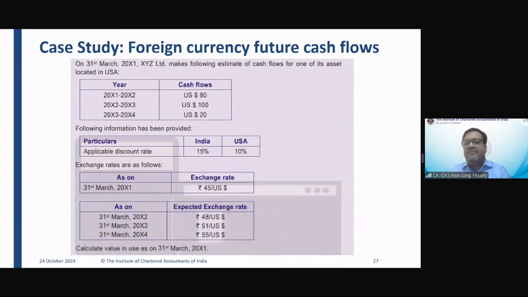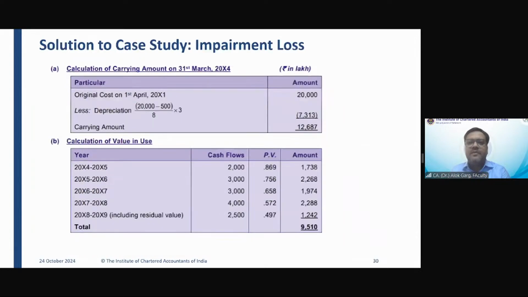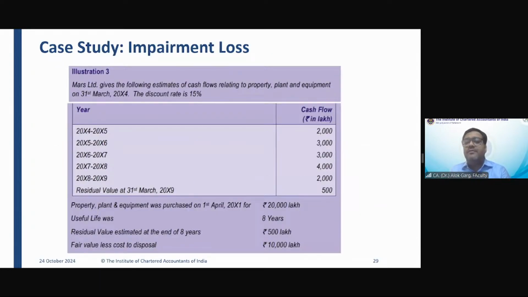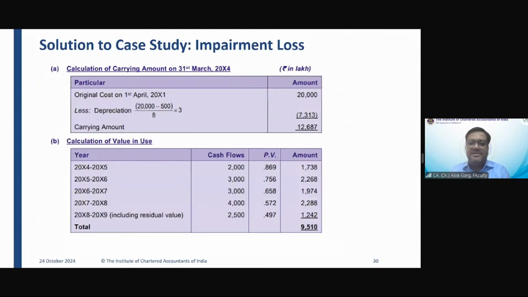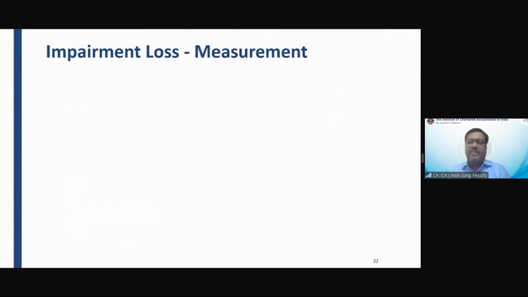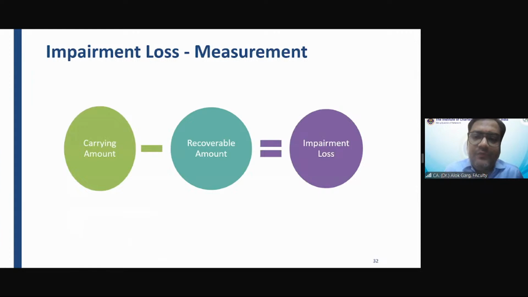This example we have done from the Test Your Knowledge part, and we have also done one comprehensive illustration which talks about how to compute the impairment loss, how to compute the revised carrying value, and how to compute the revised depreciation. This is what we discussed in the last class. I believe all of you are able to revise or recap the last class. Okay, great.